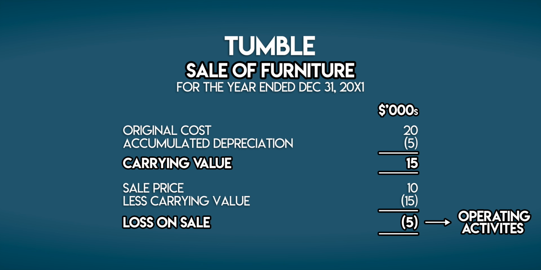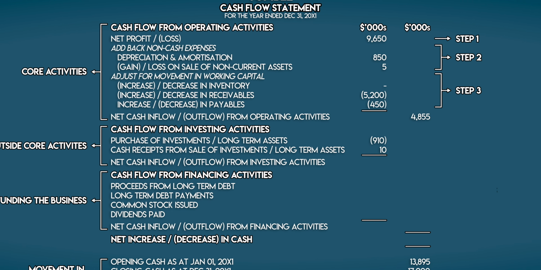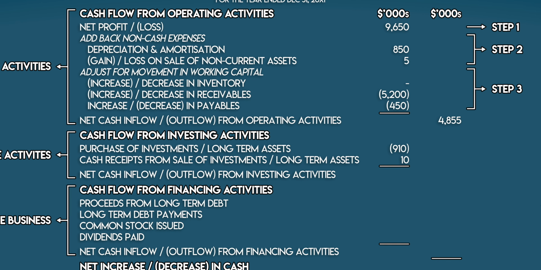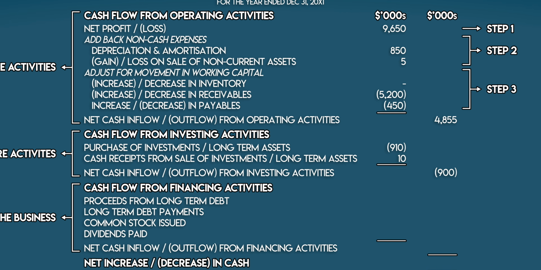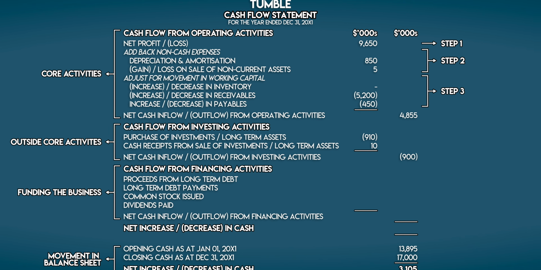We added it back in cash flow from operating activities, but we also need to record the cash receipt on the sale of $10,000. This sale isn't part of Tumble's core business, so we record it as a cash flow from investing activities. When we total it against the purchase of computer equipment, that leaves us with a net cash flow from investing activities of $900,000. This time it's a cash outflow, so the number's negative.